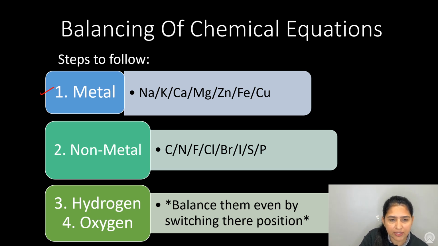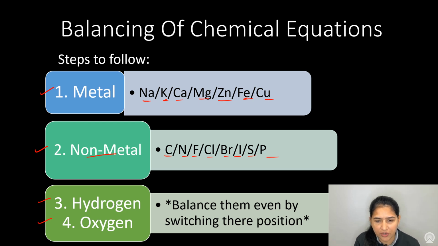One is metal. Firstly, we will balance the metals such as sodium, potassium, calcium, magnesium, zinc, iron, copper. And then after that, we are going to jump into balancing the non-metals such as carbon, nitrogen, fluorine, chlorine, bromine, iodine, sulfur, phosphorus. And after that, we are going to do the balancing of hydrogen and oxygen. So here it doesn't matter whether you balance oxygen first and then hydrogen. You can switch these steps. That's also fine. Now let's start with some examples.